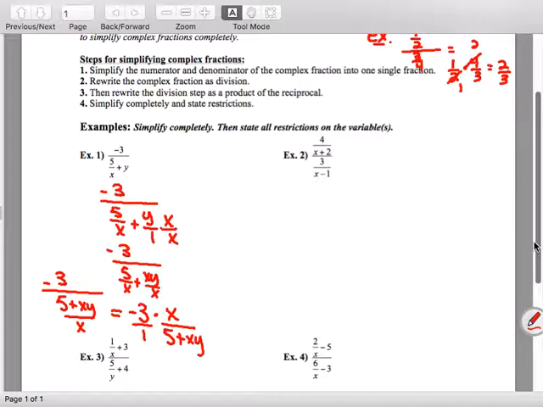Is there any canceling we can do? No, no canceling. So my final answer is -3x over 5 plus xy. I cannot cancel those x's because down in the bottom that x is in a term.